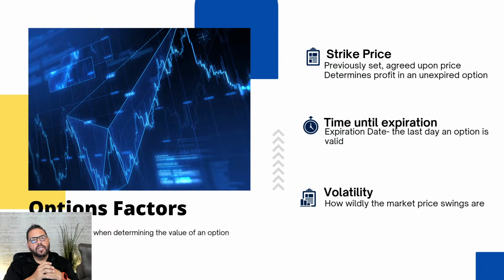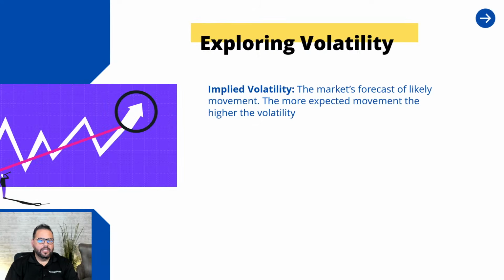If volatility is low, then you're expecting smoothness. It could be trending up, could be trending down, but you're not expecting wild swings in price from a volatility standpoint. Well, if we take that into the options world and we think about something called implied volatility, that's the market's forecast of the likely movement.